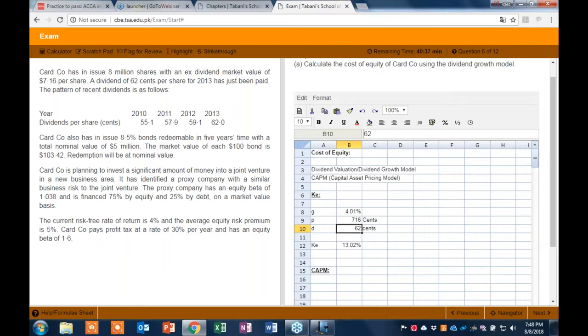Another problem with the dividend growth model is that it hasn't incorporated the impact of tax. It has ignored the impact of tax as well. So these are the limitations of dividend growth model.